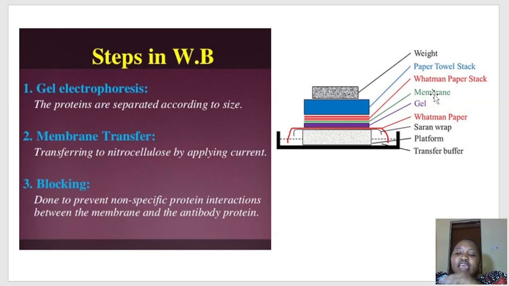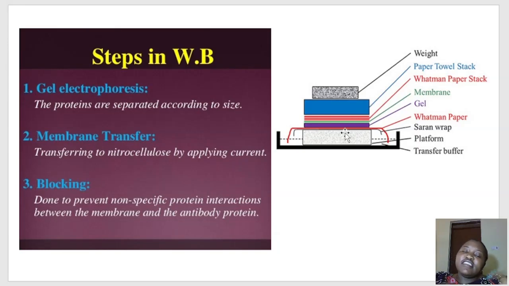This membrane can be like nitrocellulose, it can be PVDF. So you put the membrane there, and then another Whatman paper, and then you have your paper towel stack. You stack paper towel, and then you add a weight on top because the weight is going to help press down. So once you have done that, you have transferred. This can be manual. We also have an electronic way where you use electric current to transfer from gel to membrane. So depending on what is there within your lab, either manual or electronic.